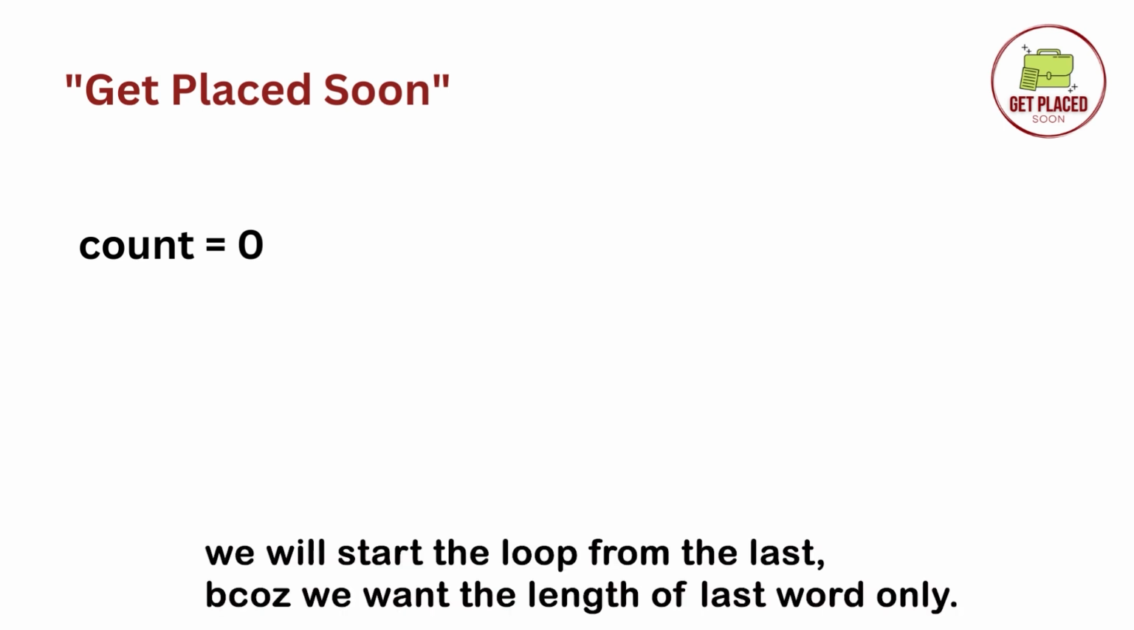Now, our idea is to create a count variable and initialize it with 0. We will start the loop from the last because we want the length of the last word only, right? So, we'll start the iteration at the last letter, that is n. We encountered n, so we will increase the count variable by 1. Again, i minus minus, i value comes to o, so we increment the count variable. Again, now it comes to another o, again we increment the count variable. Now it comes to s, so we again increment the count variable. So we encountered 4 count.